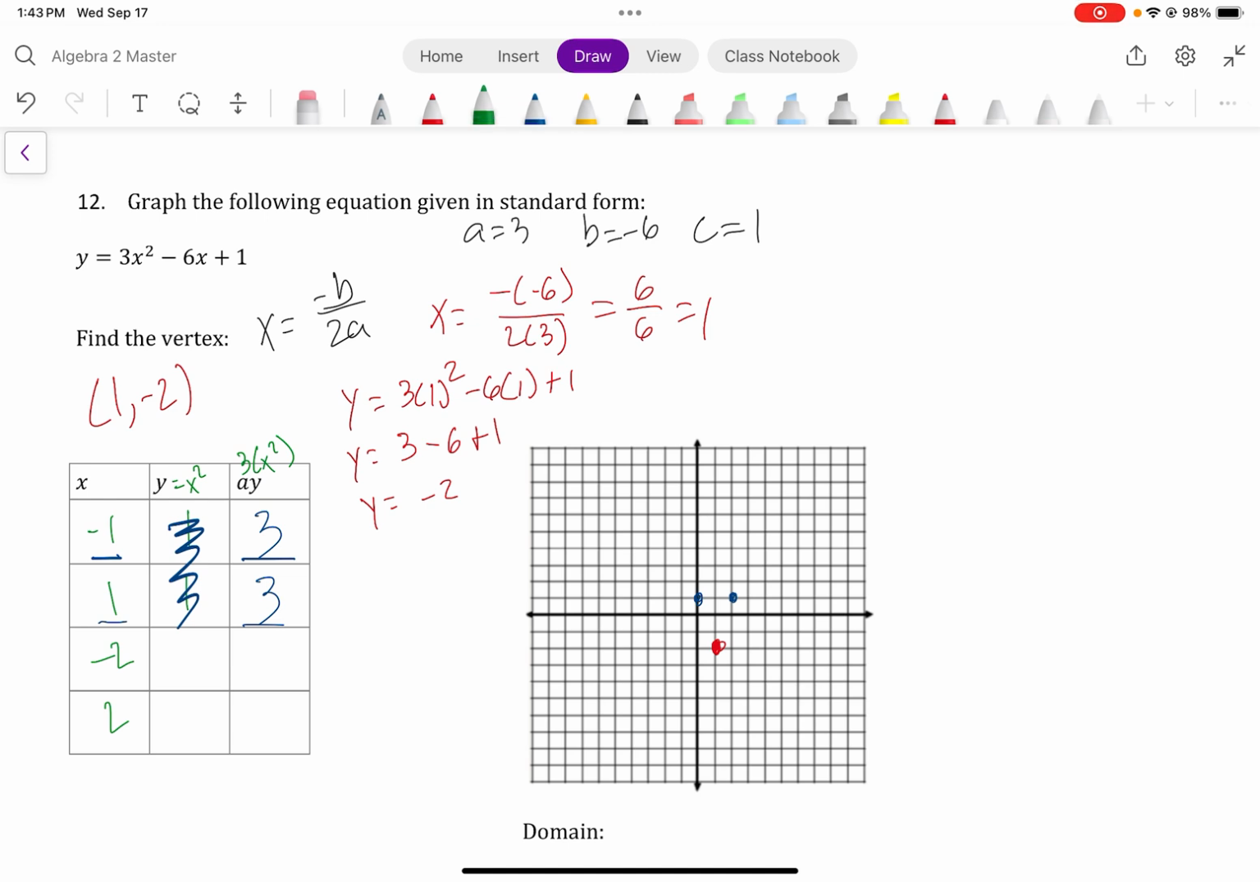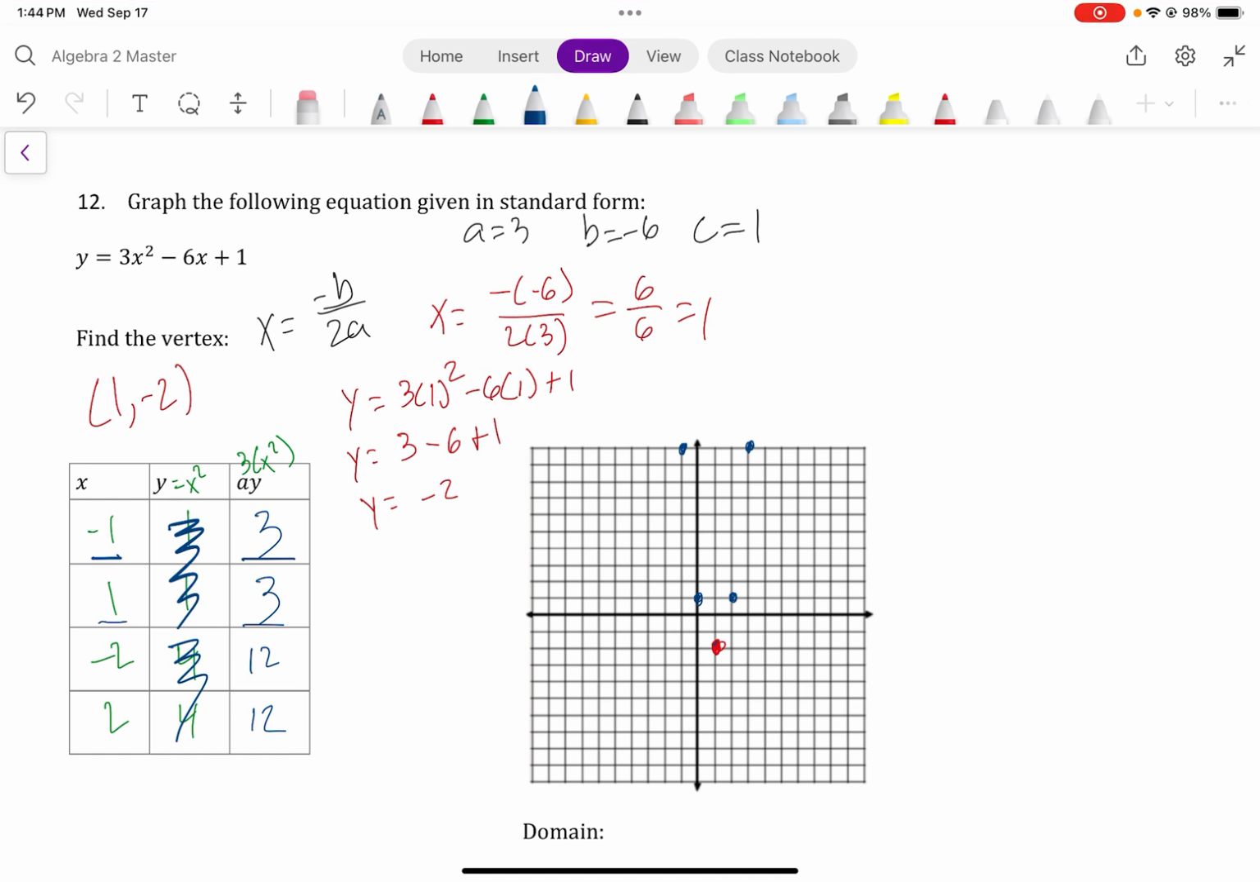Now, for the -2, squared, I get 4. +2 squared is also 4. Multiply it by 3. That gives me a 12 and a 12. Again, ignore that middle 4. From the red dot, I can go left 2, up 12. Well, that brings me all the way up here. Go right 2 from the red dot, up 12. There are my 5 dots.